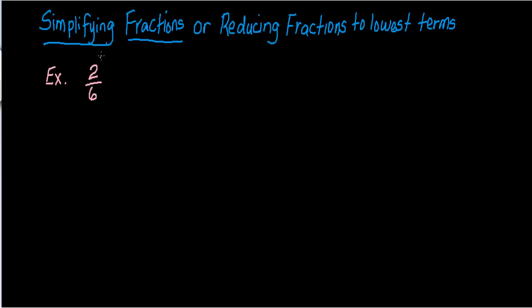So let's go ahead and do it. 2 over 6. This is how you do this. You take the numerator, and you're going to make a list of the factors for 2. And what are factors? Factors are numbers that you multiply together to get 2. So what numbers do you multiply together to get 2?